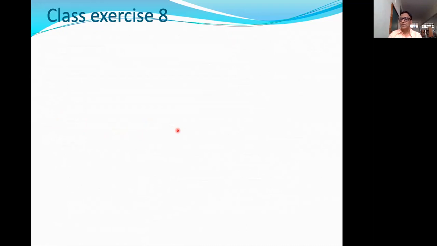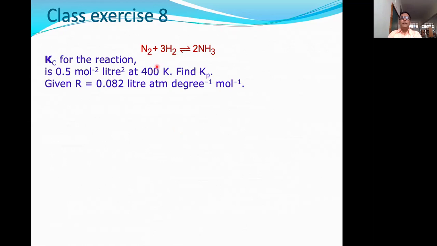Next example, number 8. The reaction is given as N2 plus 3H2 gives 2NH3. Now Kc for the reaction is 0.5 mole to the power minus 2 liter squared at 400 Kelvin. Find Kp. Given value of R equal to 0.082 liter atmosphere per degree per mole. Now we'll see the solution for this example.